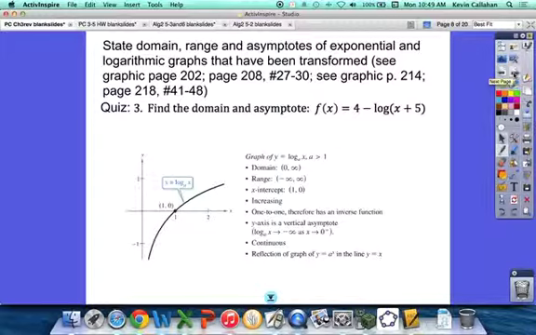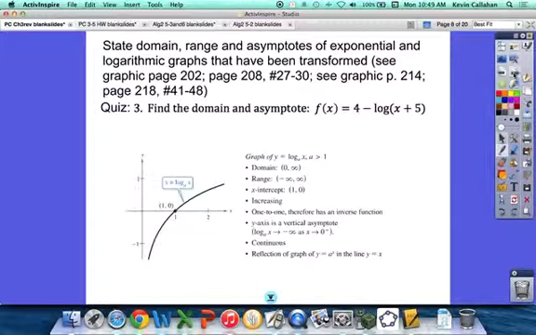Right, the number 3. You are asked to find the domain and the asymptote. And on the test, the study guide says, state the domain, range, and asymptotes of these functions. And in the study guide, it says, see these graphics, right? So for the logarithm, the graphic is on page 214. It basically shows you, this is what a logarithm, the basic, let's call it a parent function, looks like before you've moved it around up, down, left, and right, and flipped it and all that stuff.